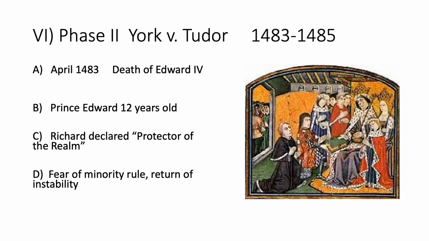So the final phase then comes in April of 1483 when Edward IV dies. He dies fairly young. He's only in his early 50s, but he is not in the best shape. He is probably overweight. He drinks a lot, and he doesn't get the exercise that he used to. His death, however, shocks everybody.